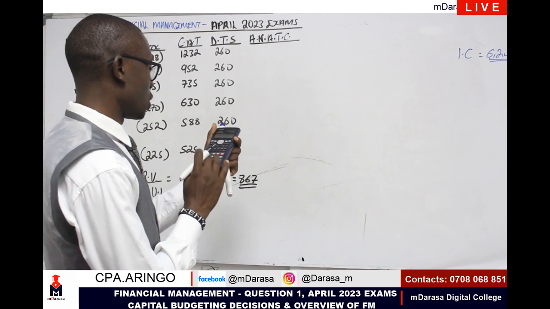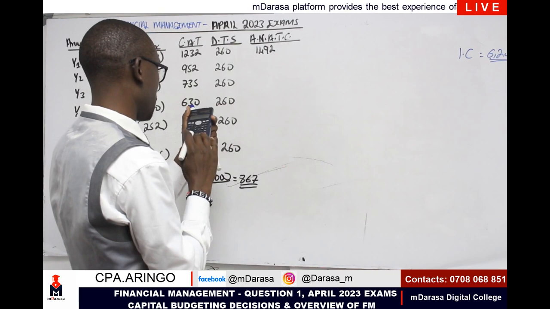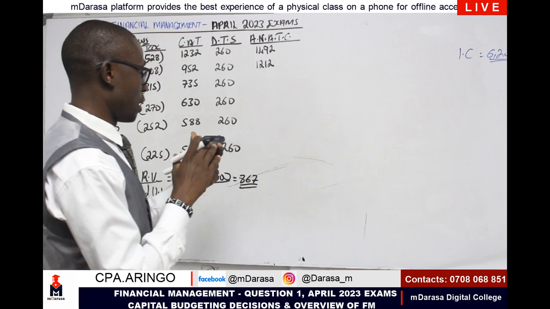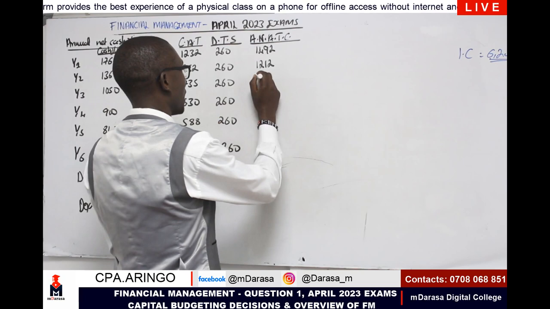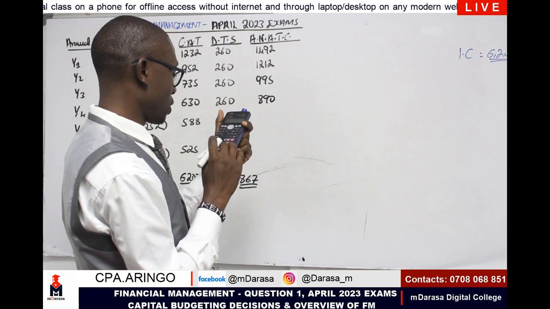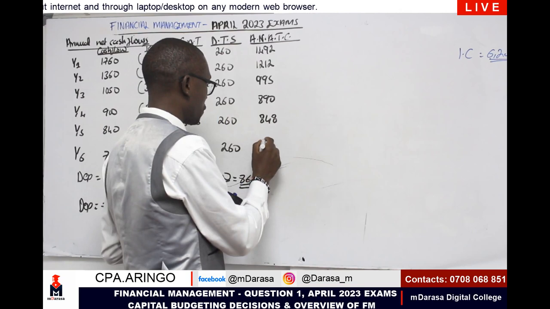First year, 1232 plus 260. So I'm having 1492. 952 plus 260, I'm having 1212. Then I'm having 735 plus 260, I'm getting a figure of 995. I'm having 630 plus 260, I'm having 890 here. We're having 588 plus 260, I'm having a figure of 848. Then I'm having 525 plus 260, I'm having a figure of 785.